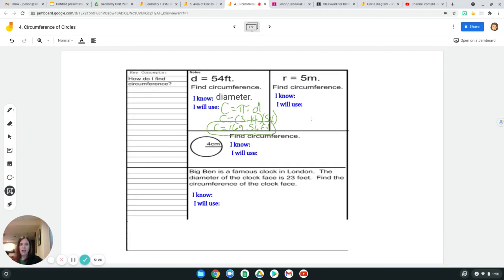All right, and then we have another example right next door. R equals 5 m. Find circumference. Well, R means radius, so this time I know radius. So that's going to change the formula that I use. I'm going to use my gold formula, which is C equals 2 times pi times r. You can put your dots in there for times or just write them right next to each other.